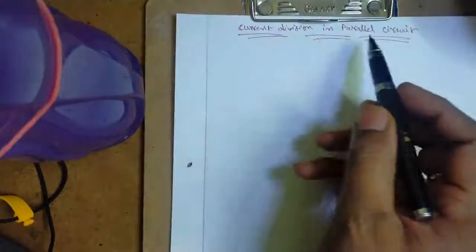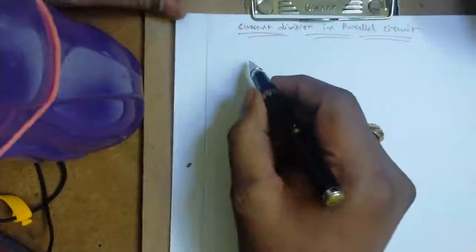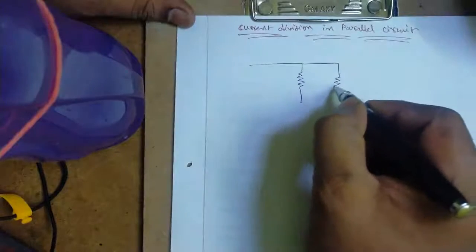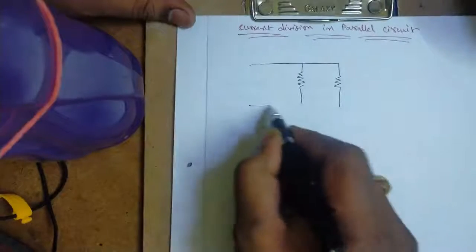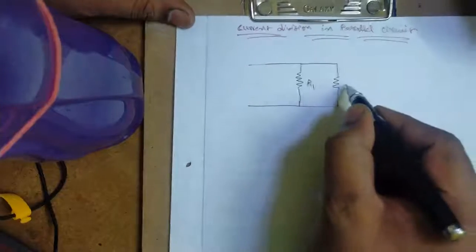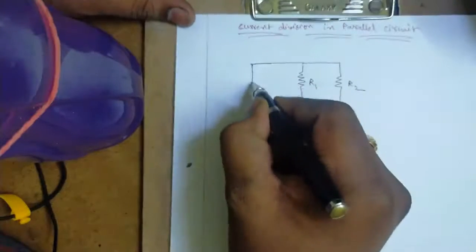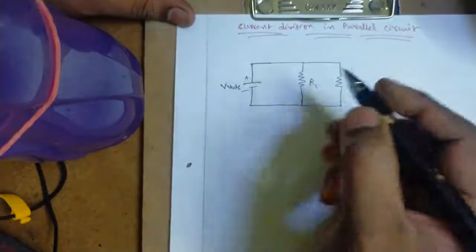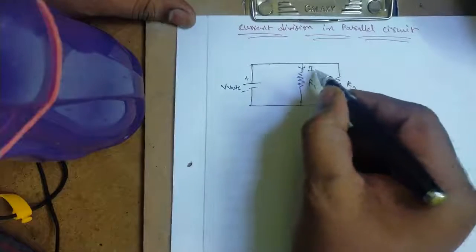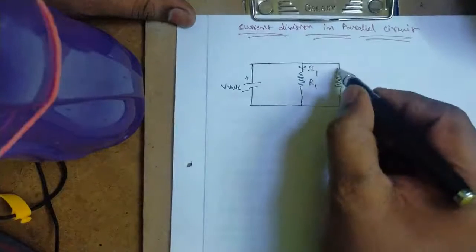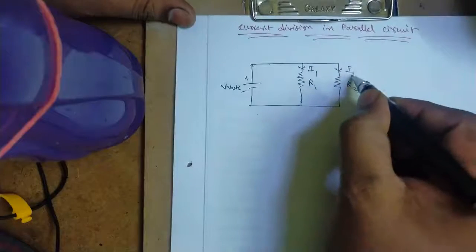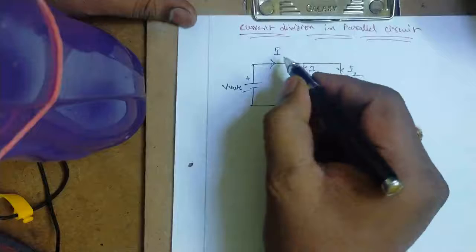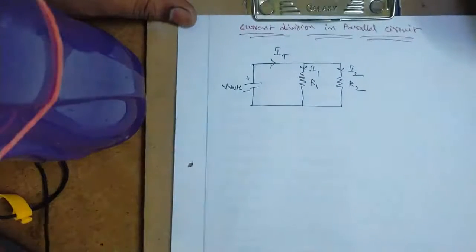Current division in parallel circuit. Consider a parallel circuit with two resistors connected in parallel. Let the two resistors be R1 and R2, connected across a voltage source of V volts. Let the current drawn by the resistor R1 be I1, the current drawn by the resistor R2 be I2, and the total current drawn by the circuit be IT.